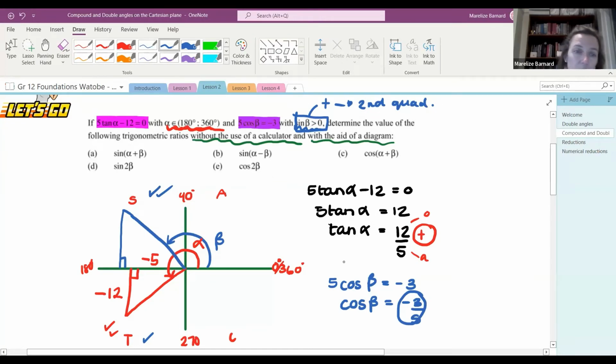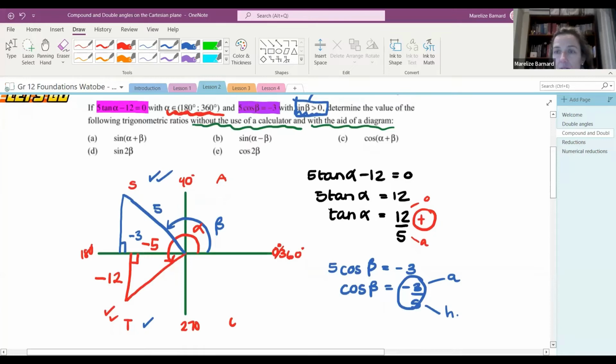Okay, so we've drawn our triangle. We need to place our sides. For cos, we have adjacent and hypotenuse. So the adjacent side is going to be -3. Drawn a bit funny, but that is -3. And the hypotenuse is 5. Remember, hypotenuse is always positive. Now there's one more thing we need to do for both of these triangles.